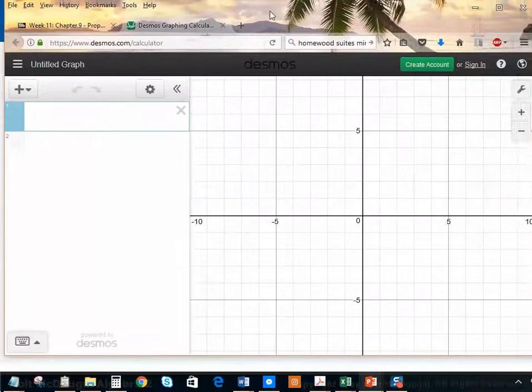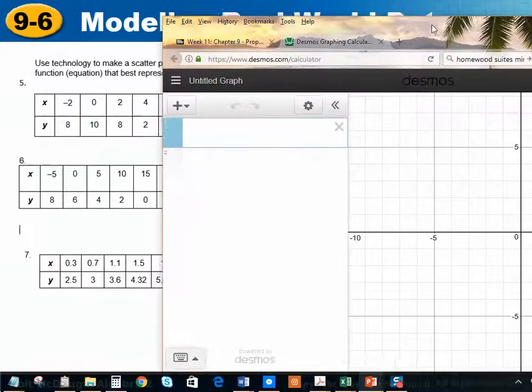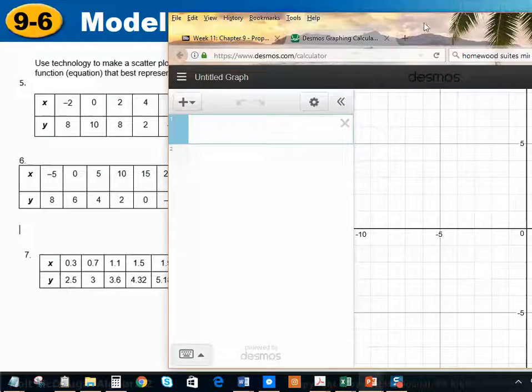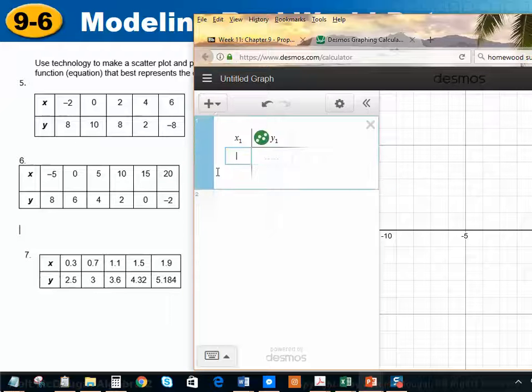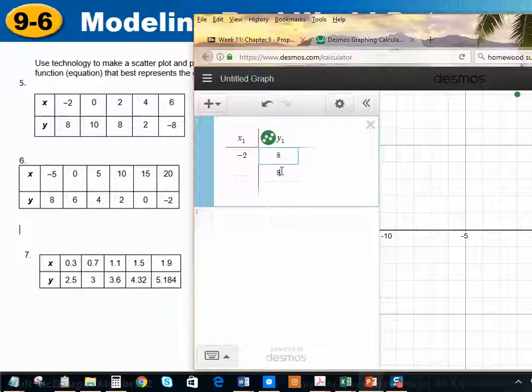Move it over a little bit. And there, now I can see both parts. Okay, so I'm going to go to the plus sign, do a table, and I want to put in these values. So the first point is -2, 8. Whoops, 8's up here, not down here. And the next point is 0, 10. And you just enter all of these in.